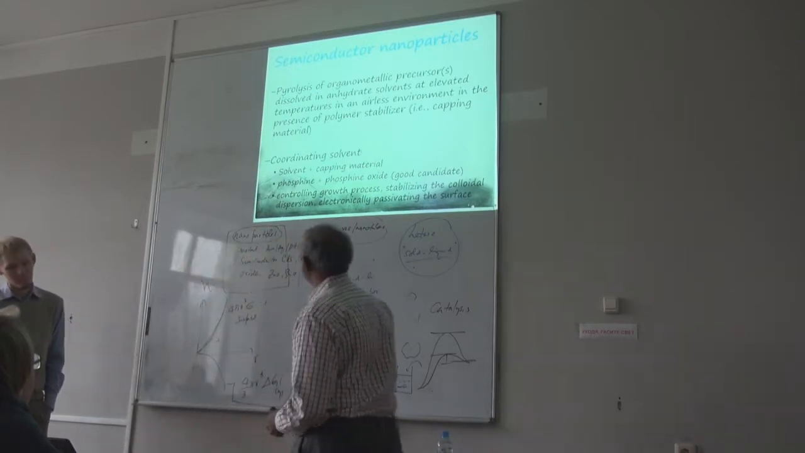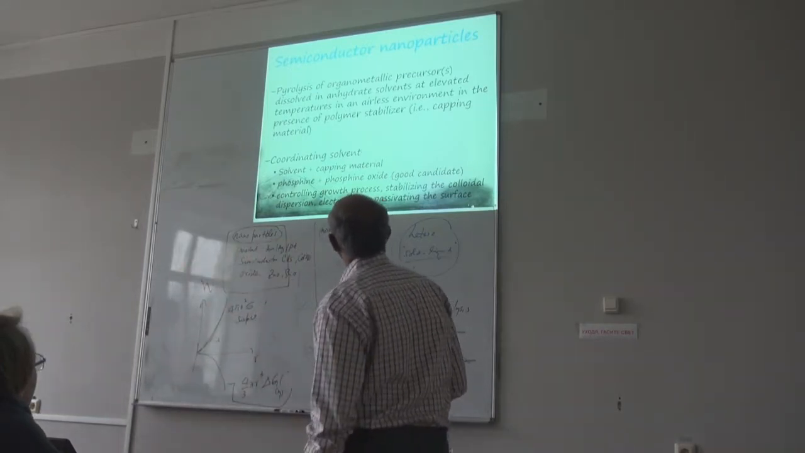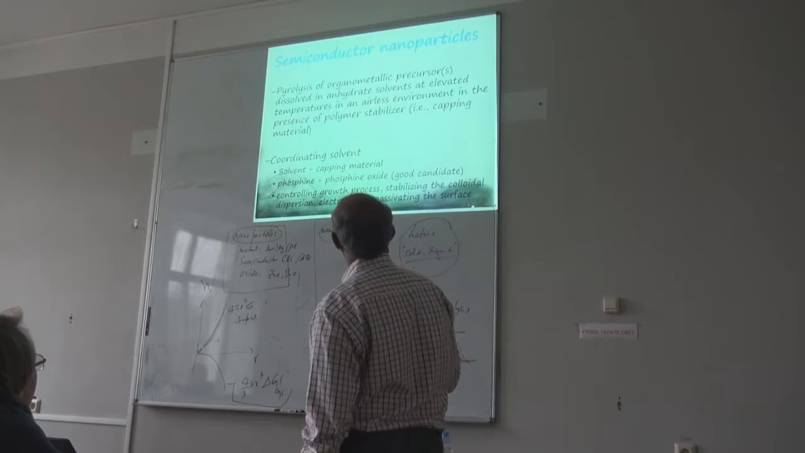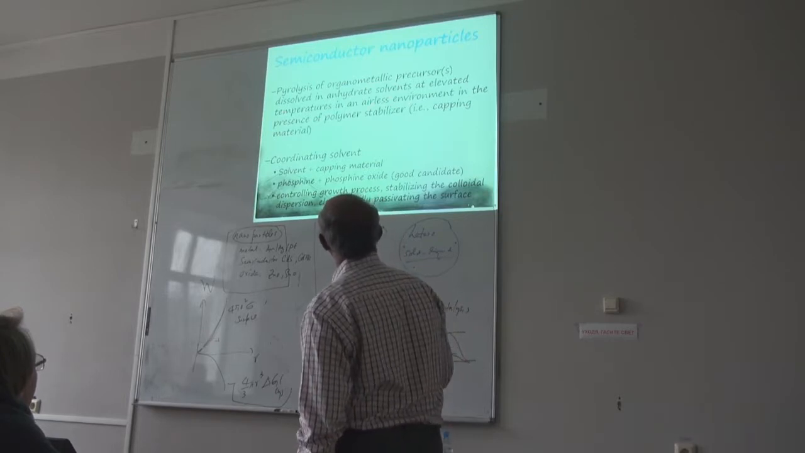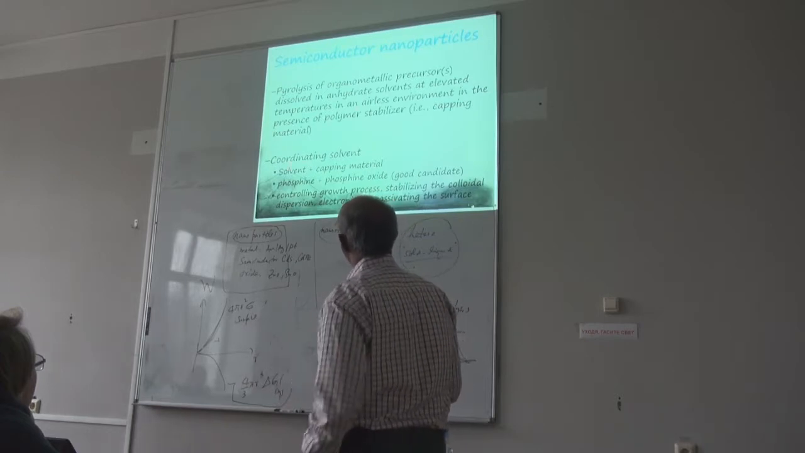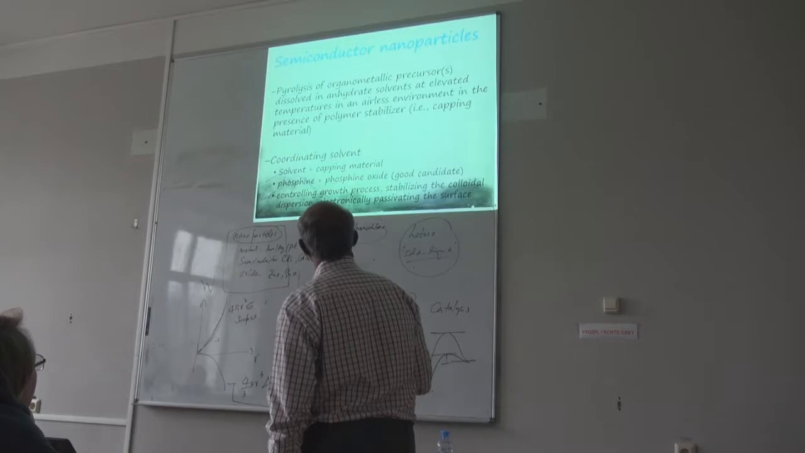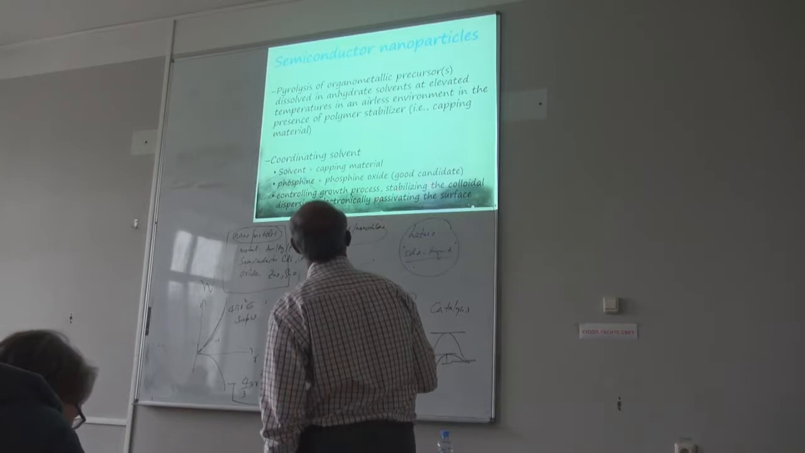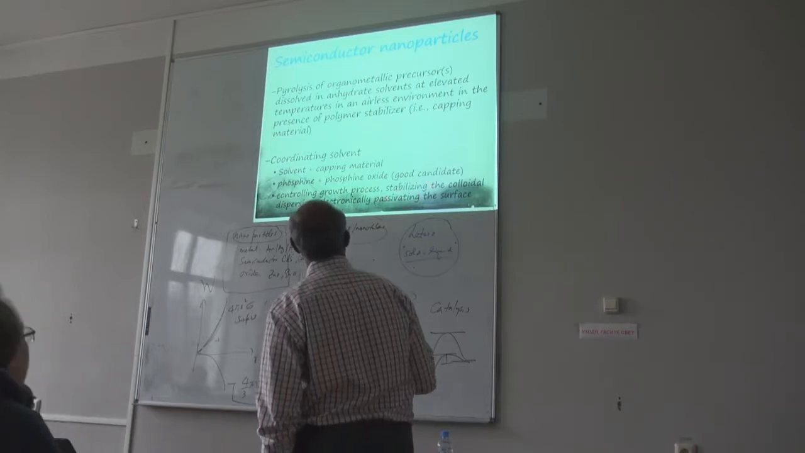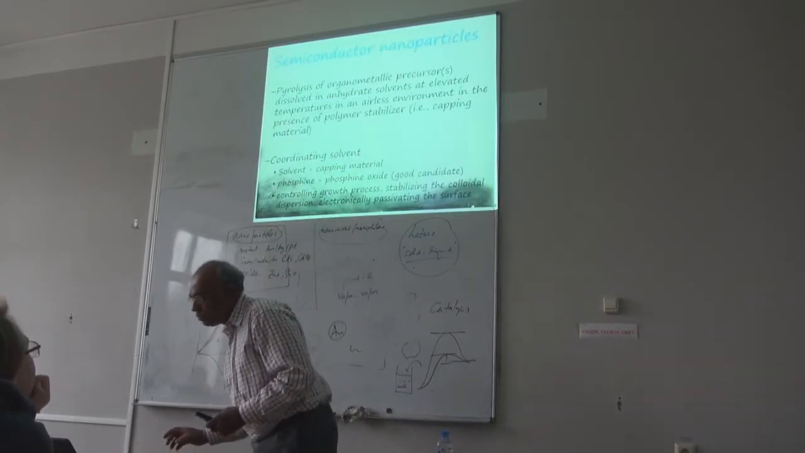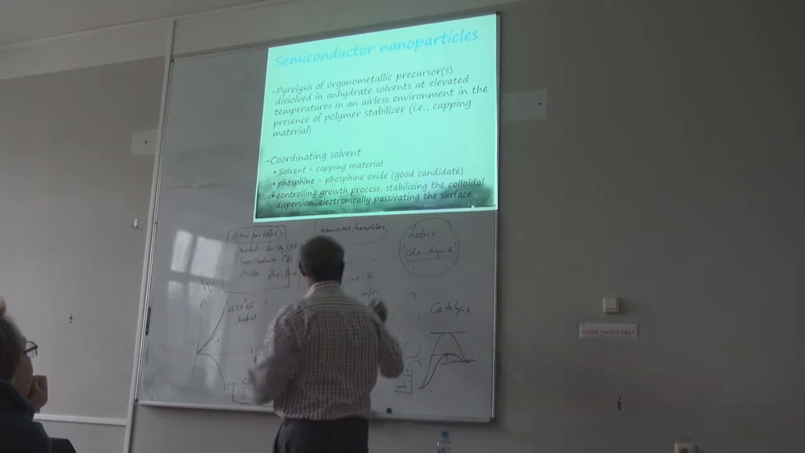Now if you want to make semiconductor nanoparticles, in this one we still have to use high temperature, but we need to heat it in an inert atmosphere. We also have to use some kind of stabilizing material, for example phosphine oxide, and good dispersion. With that you can make semiconductor nanoparticles like cadmium sulfide.